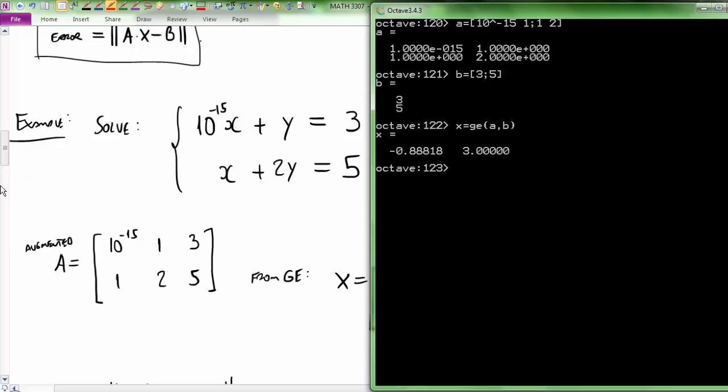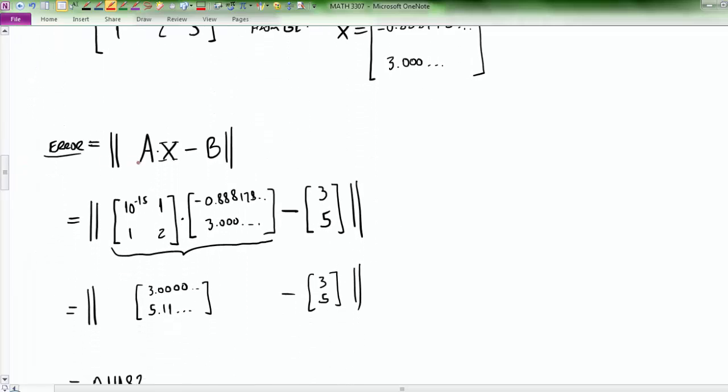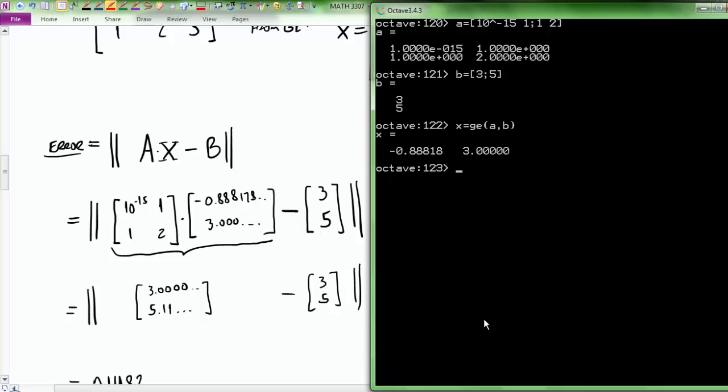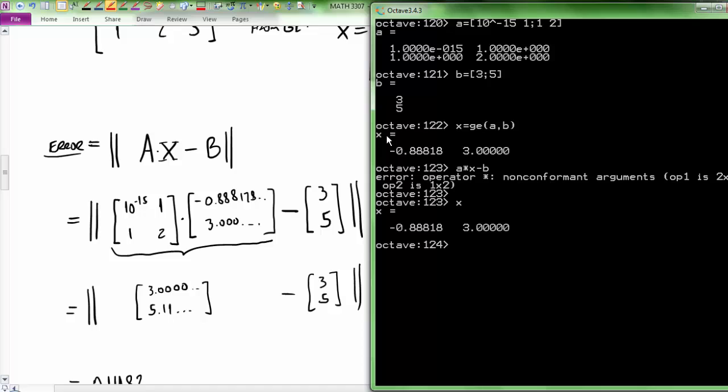Well, we can use a norm. So here is how we compute the error. It's simply doing A times x minus b. And I forgot to do, let's see, what if... Oh yes, okay, this is a good time to talk about this vector x. Look at x. x is not a column matrix.